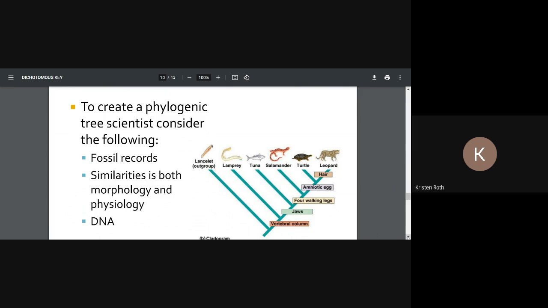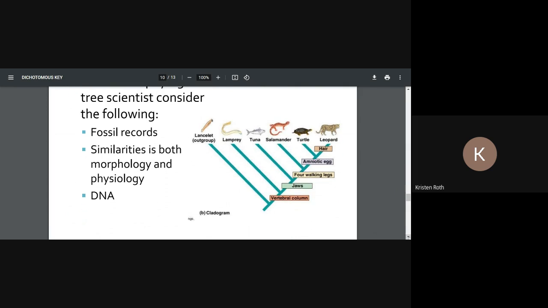And then our DNA. So how these phylogenetic trees work is there's an outgroup, something that's like an outlier, and then we go forward from that. So in this case, Lancelet is our outgroup, okay? So it doesn't have any of these characteristics. So we start with this one.